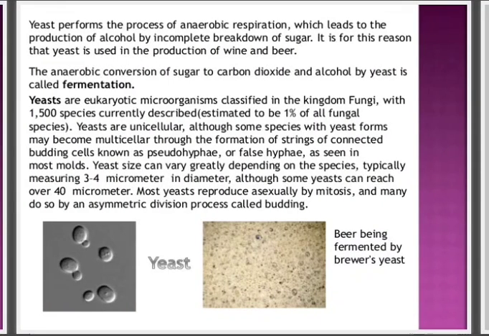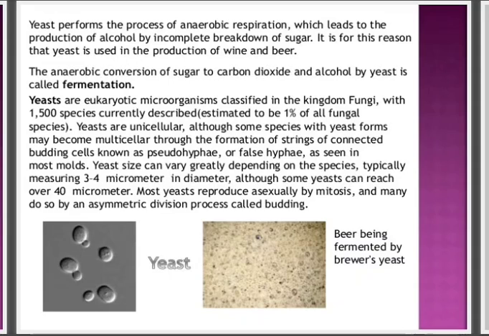Yeast performs a process of anaerobic respiration which leads to the production of alcohol by incomplete breakdown of sugar. It is for this reason that yeast is used in the production of wine and beer. The anaerobic conversion of sugar to carbon dioxide and alcohol by yeast is called fermentation. Yeast are eukaryotic microorganisms classified in the kingdom fungi with 1,500 species currently described, estimated to be 1% of all fungal species.